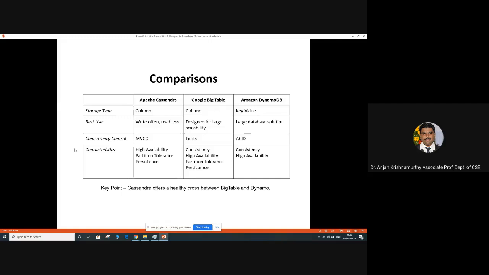When you're talking about Google Bigtable, it is a columnar database designed for large scalability. It has locks, right? Consistency, high availability, partition tolerance, and persistence. These are some of the very important key terms here. Amazon Dynamo is key-value paired. It's a large database solution. It abides by the ACID properties which are similar to those of a relational database. It is consistent and highly available, right? You remember that most of the relational databases are CA tolerant databases, that is, consistent and highly available databases.